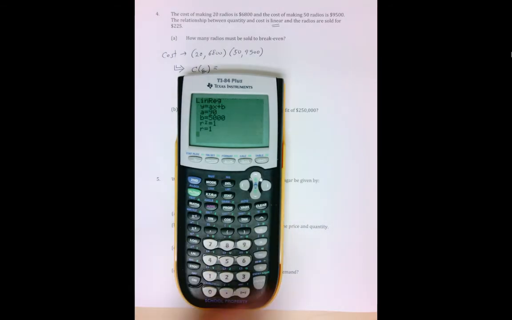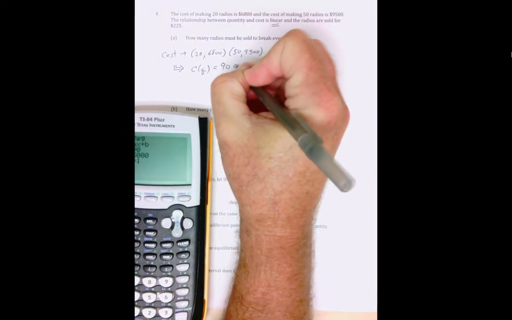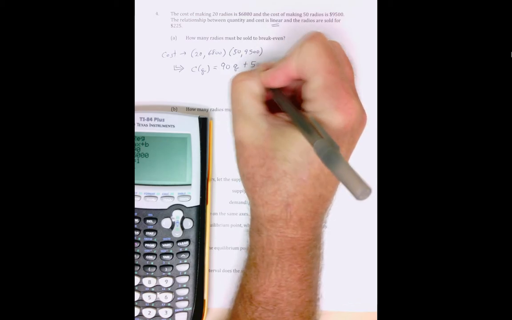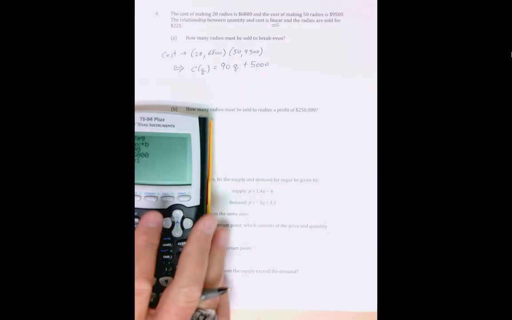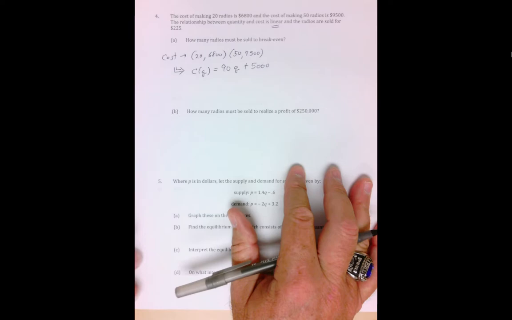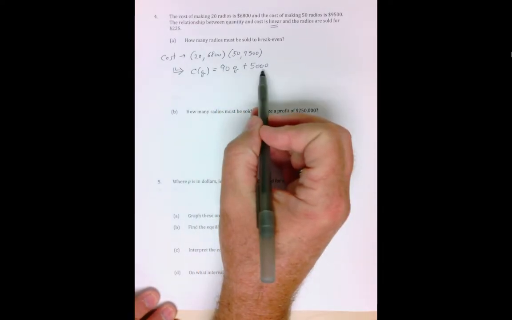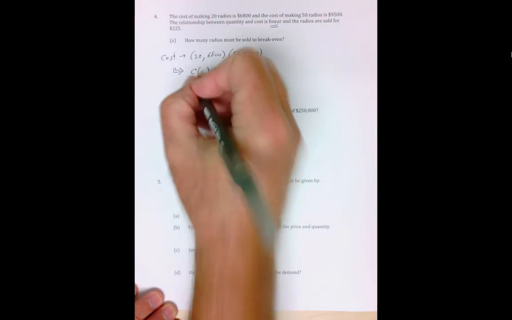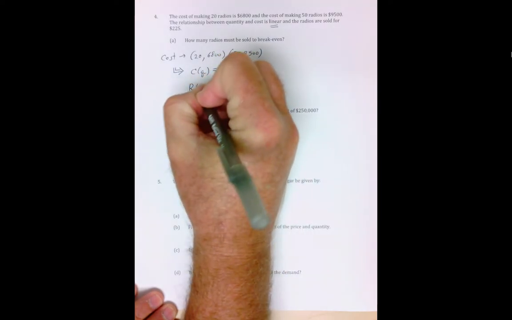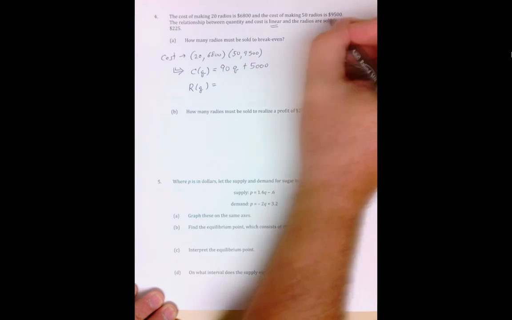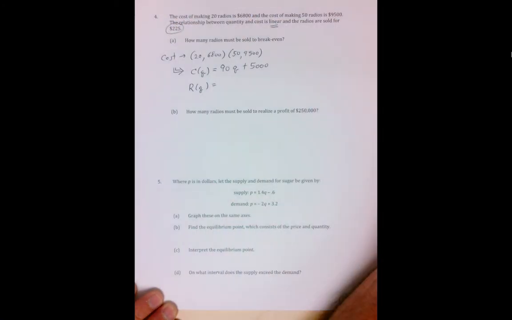And we'll see that our cost function is 90Q plus $5,000. So I know from this that my variable costs are $90 and my fixed costs are $5,000. Now I can also see very quickly that my revenue, they're selling this product, these, what is it again, radios? Yeah, they're selling the radios for $225.